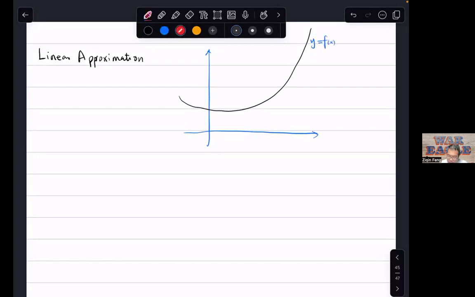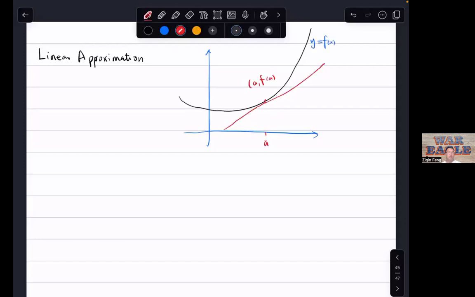We are given a point, let's call that A. You have a point on the curve, (A, f of A). Now you can sketch a tangent line. Let's use red. This is a tangent line to the curve. The tangent line is a linear equation, y equals slope times x plus something. As x is very close to A, this red tangent line is very close to the black function curve.